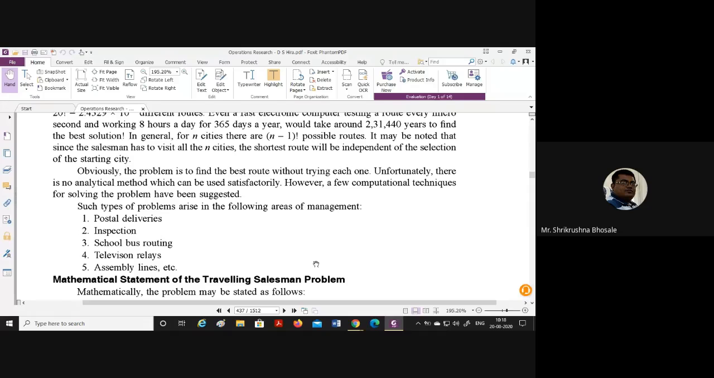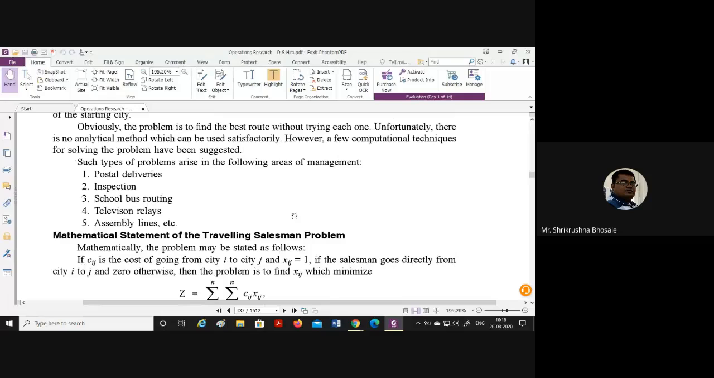Then television relays, the signals we are getting, signal towers are there, they may also be on this particular way. Assembly lines, etc. So these are the things in the traveling salesman problem we have to consider.